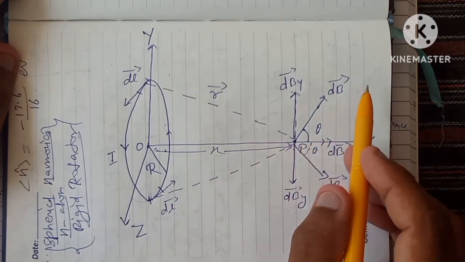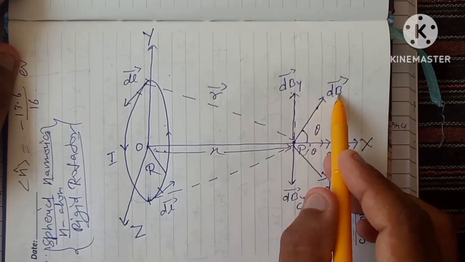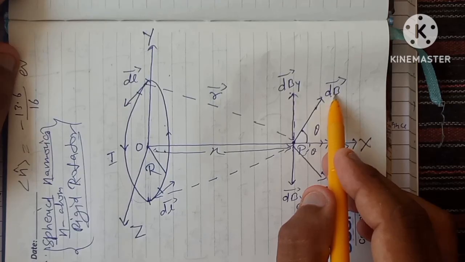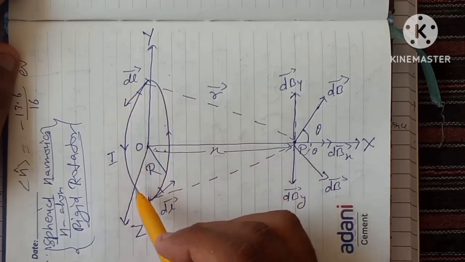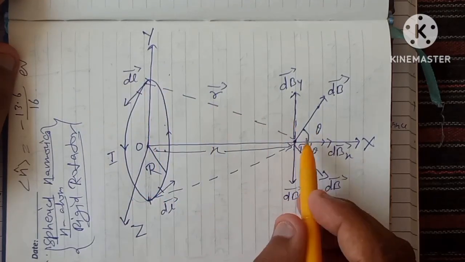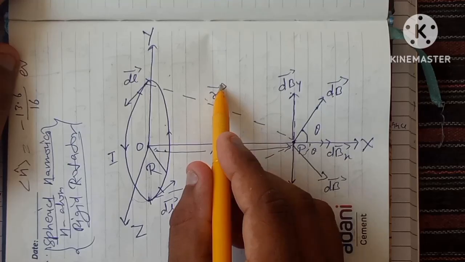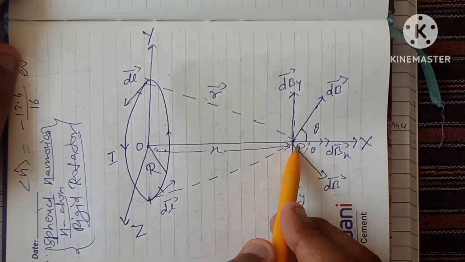And the magnetic field is dB vector, that is the small magnetic field. Why is it a small magnetic field? Because I am taking only a small portion of this loop, and due to that portion I am calculating the expression for magnetic field at this P point from my Biot-Savart's law. Here r vector is the position vector of this P point from this length element.